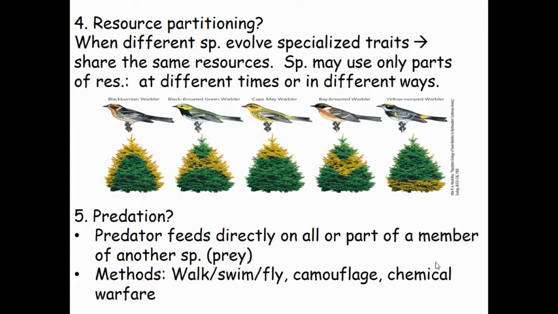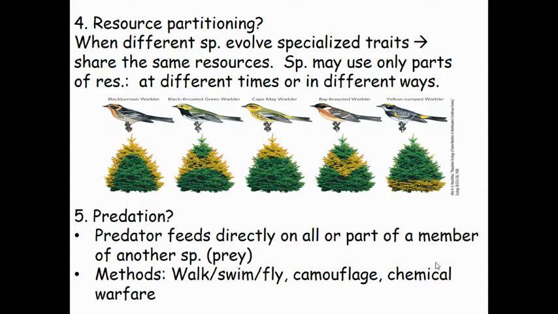How do they do that? Walking, swimming, flying. Some predators use camouflage so they can surprise their prey. Some prey use camouflage to figure out how to stay away from being eaten. Chemical warfare, especially in the insect population. Skunks would be a perfect example as well. That's how they fend off predators. So they use chemicals that are in their spray.